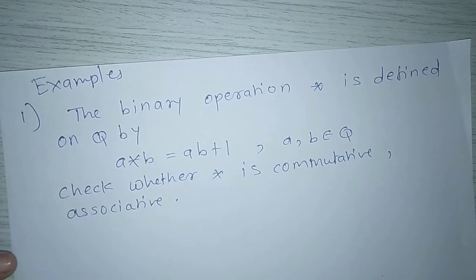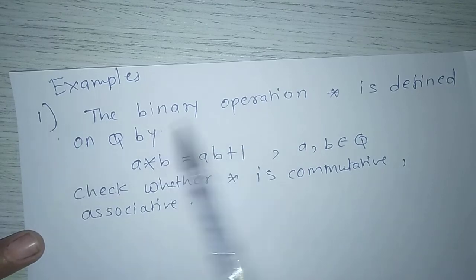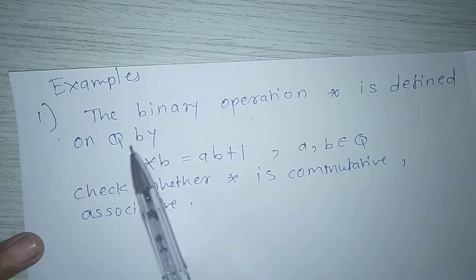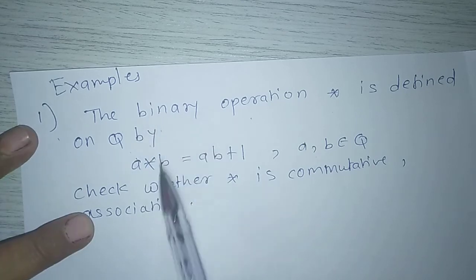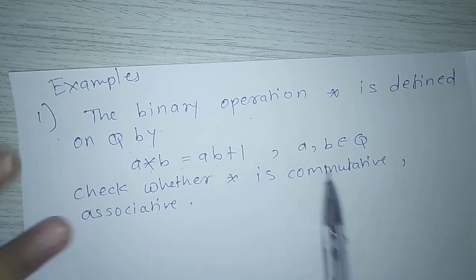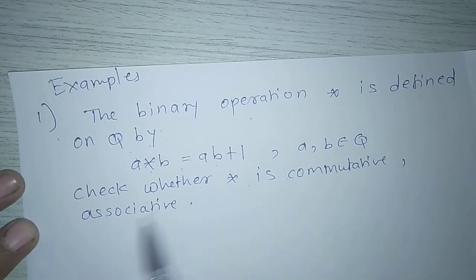Hello students, today we start with examples of commutative, associative, identity and inverse. First example: the binary operation star is defined on Q, the rational numbers, by A star B equal to AB plus 1, where A, B belong to Q. Check whether star is commutative and associative.